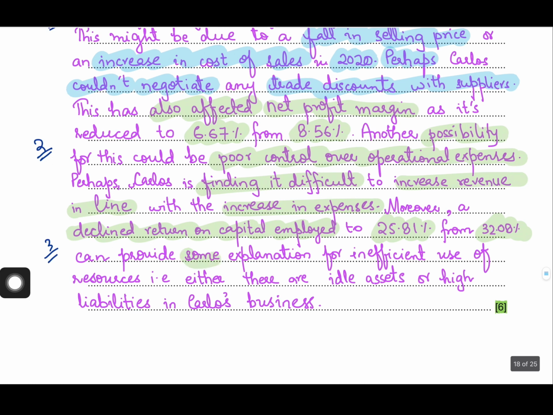This can provide some explanation for inefficient use of resources, right? Because we use assets and liabilities to calculate capital employed. So either there are idle assets or high liabilities in Carlos' business, which has increased the capital employed in the current year, due to which ROCE has been reduced.